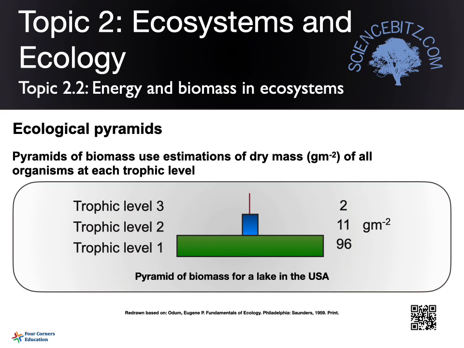So if you look at this one for the biomass of a lake in the USA, around about 100 grams per square meter in the producers, about 10 grams per square meter in the primary consumers, and in the secondary consumers we've got about 2 grams per square meter. If you notice, so far all of these graphs are showing a feeding relationship where the numbers get smaller as we go up through the pyramid.